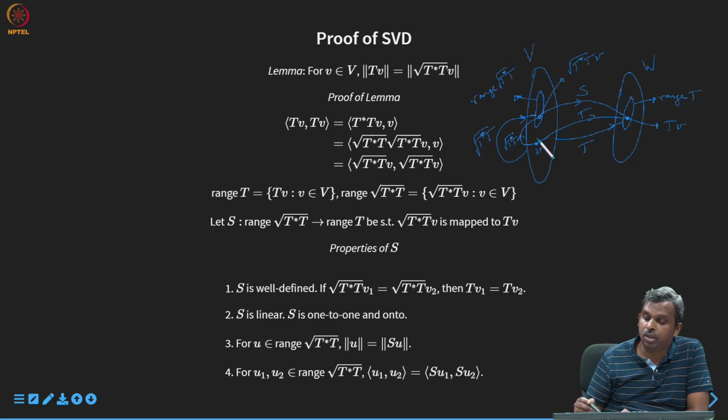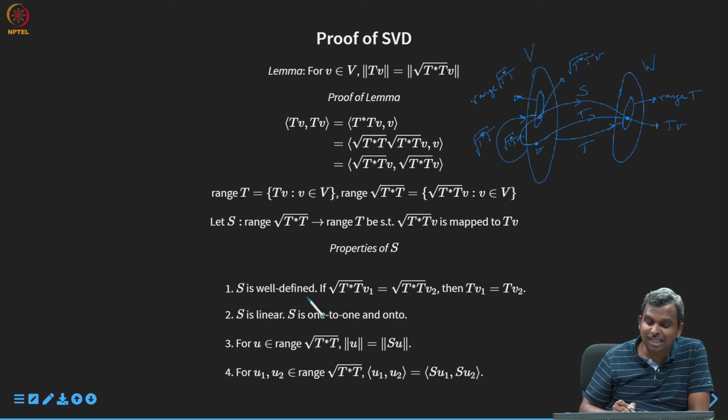So you have V and W. T is a mapping that takes you from V to the range of T inside W. Square root T star T is a mapping that takes you from V to the range of square root T star T, which is inside V. If you take a particular vector V, T will take you inside the range of T, and square root T star T will take you inside the corresponding range there. S is basically a map that maps this guy to that guy. So this is a picture you can keep in mind.